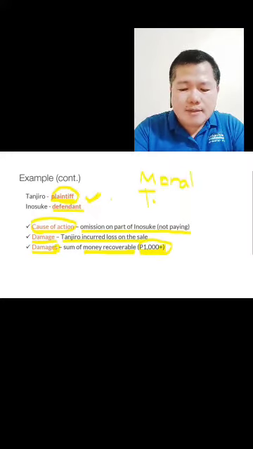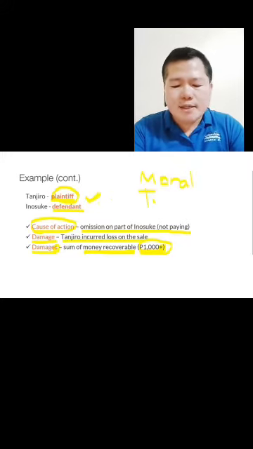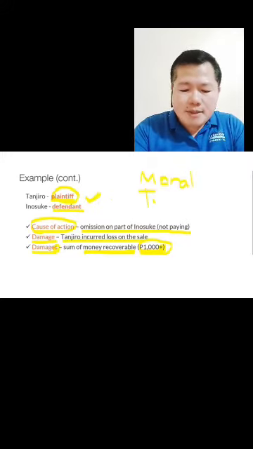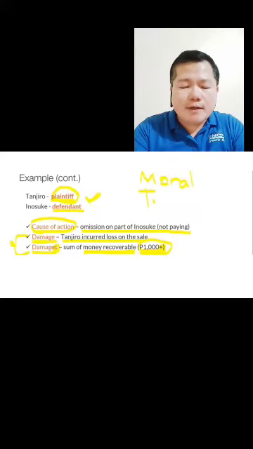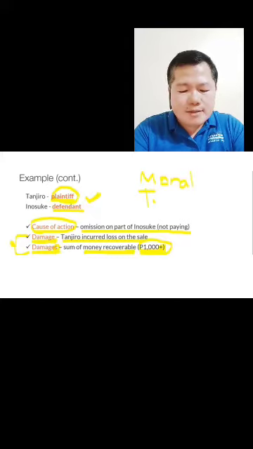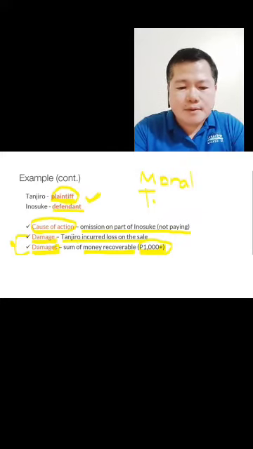Again, what's the difference between damage and damages? Damage is the amount incurred by the plaintiff, while damages is the sum of money recoverable from the defendant. That's the difference between the two. It is not the plural form, the one without the S. So we must always remember that.